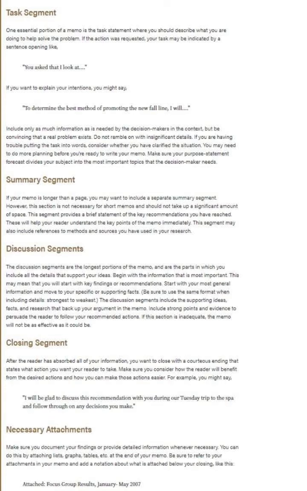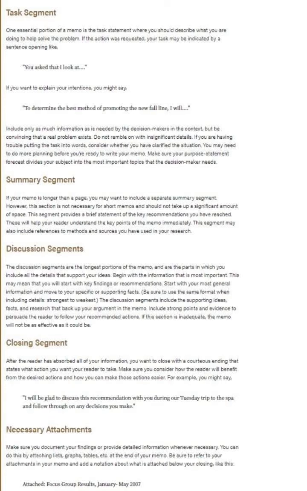The discussion segments include the supporting ideas, facts, and research that back up your argument in the memo. Include strong points and evidence to persuade the reader to follow your recommended actions. If this section is inadequate, the memo will not be as effective as it could be.